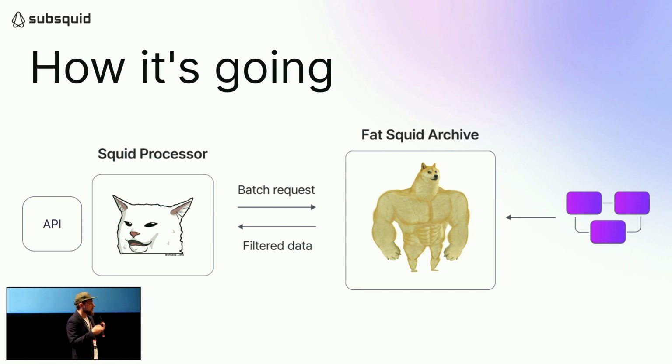And then there is a bunch of squid processors, like squids, that actually tap into the archive, and they may share the same archive, and this is where the transformation logic actually happens, and this is fully customizable. These processors are lightweight, and thus it is very easy to scale them if the load grows for your application.